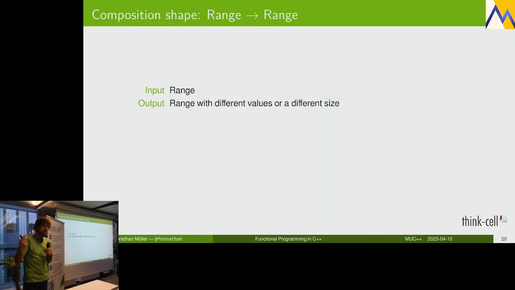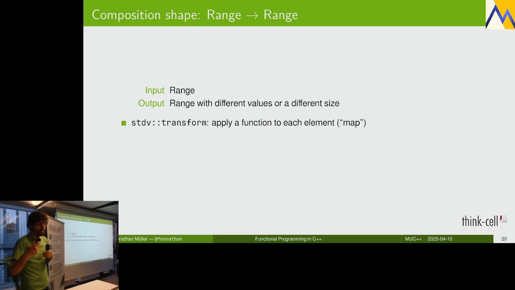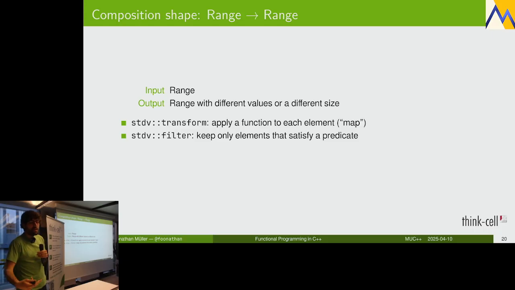Now, the takeaway here is, first, we've got this composition shape: given a range, give me a slightly different range. For that, the two big views are transform, which applies a function to each element. In most other programming languages it's called map, but in C++, map is a data structure, so we call it transform. And then we've got filter, which keeps only the elements that satisfy a predicate.